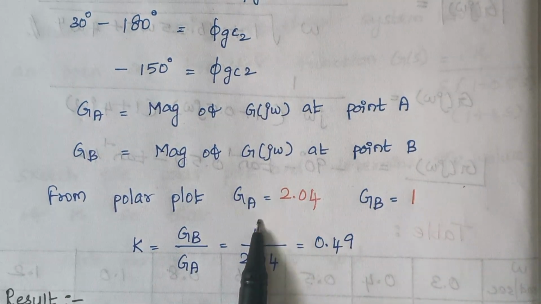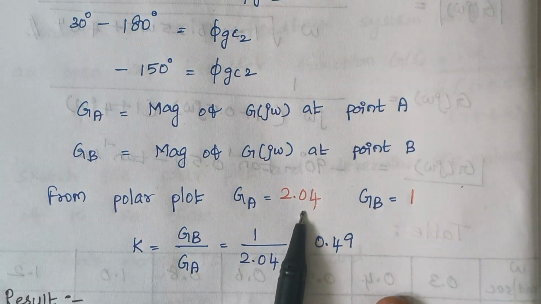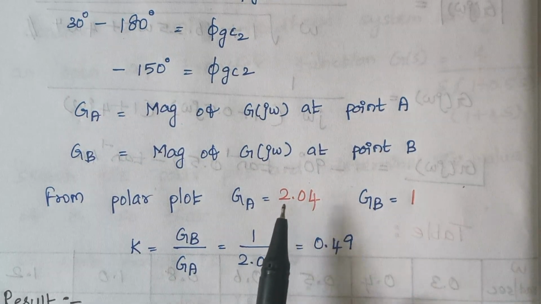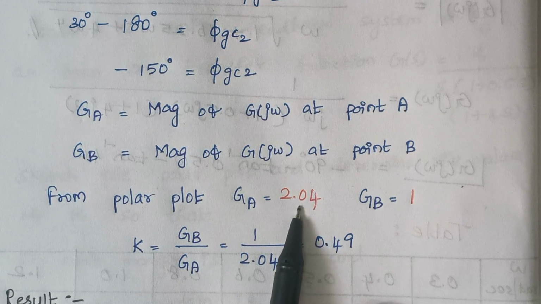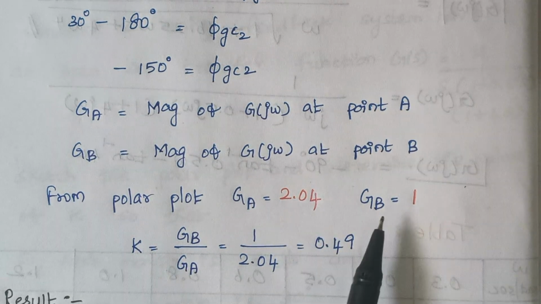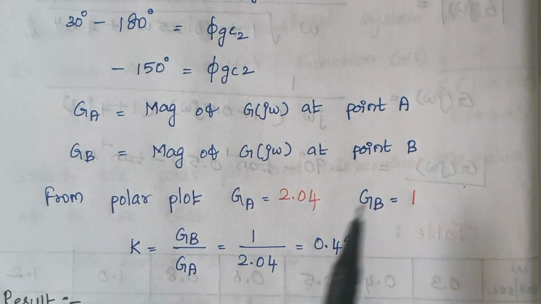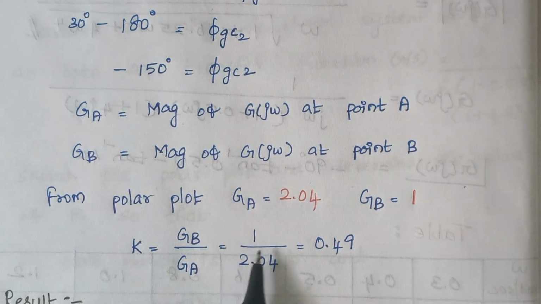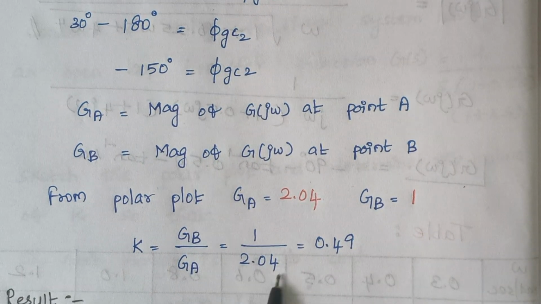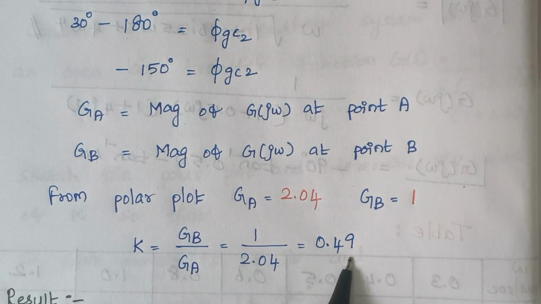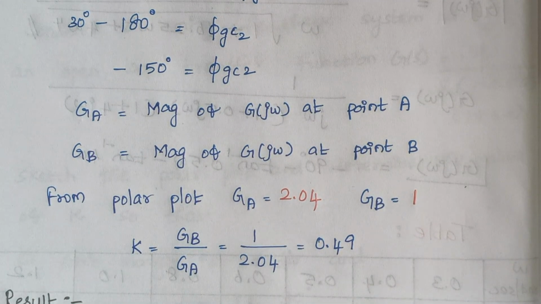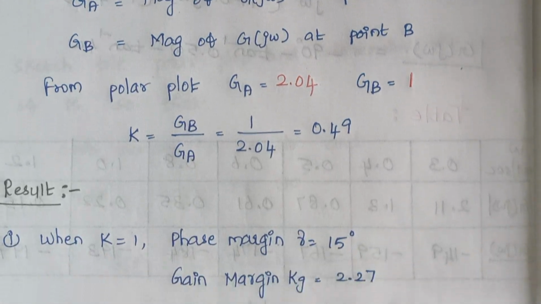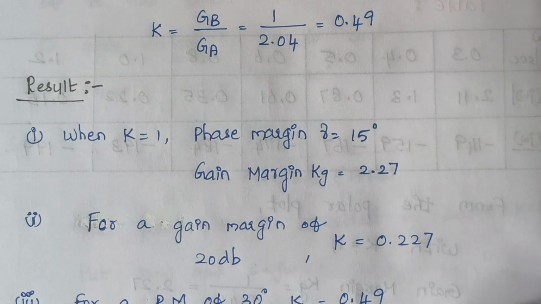Here the value of GA is 2.04, and our reference is the unity circle, so GB we are taking as 1. So k is nothing but GB by GA, which is 1 divided by 2.04, and the value is 0.49.